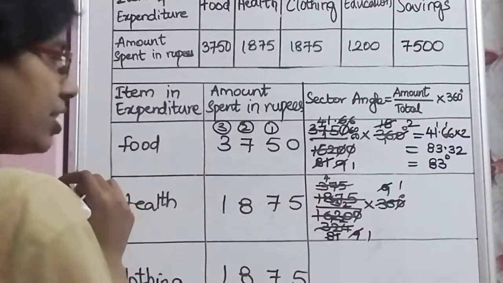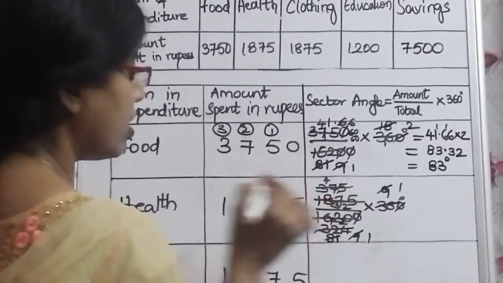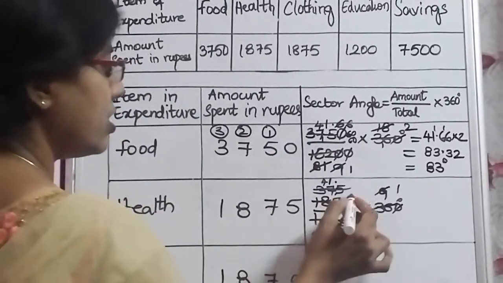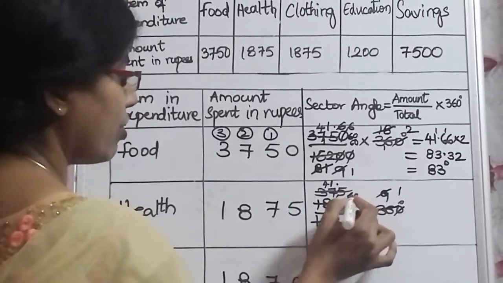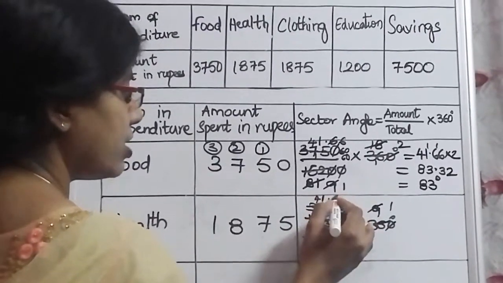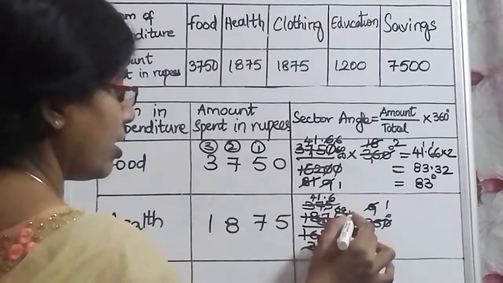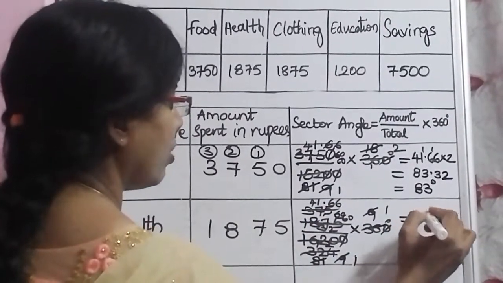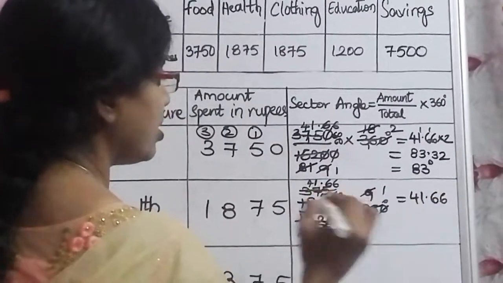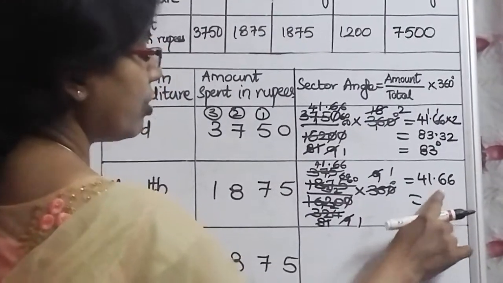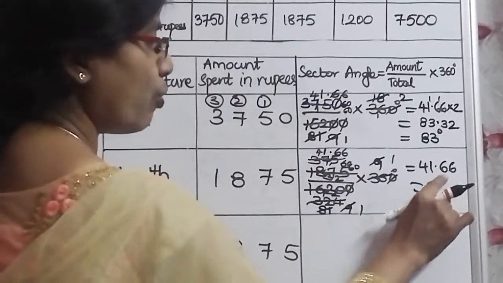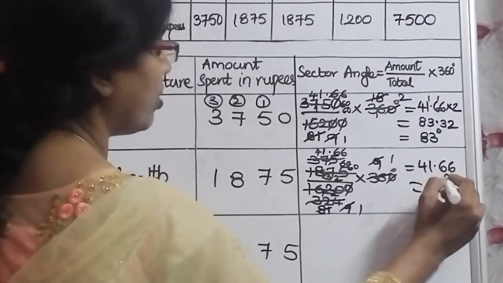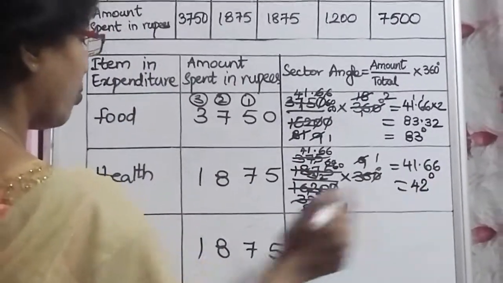9 4s are 36. 1 is the remainder. 9 1s are 9. 6 is the remainder. Point I kept, so I got 60. So 9 6s are 54. 6 is the remainder. Point I kept, so it is 6. So this is nothing but 41.66 I got. Round it off to the nearest whole number. So 0.6 is there, so the next whole number you should take, which is 42 degrees. You got it as 42 degrees.